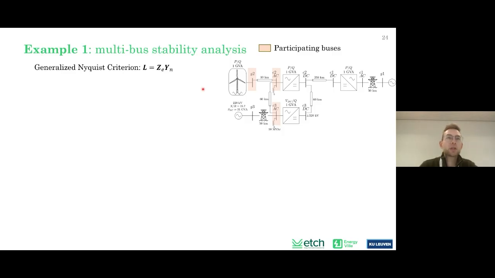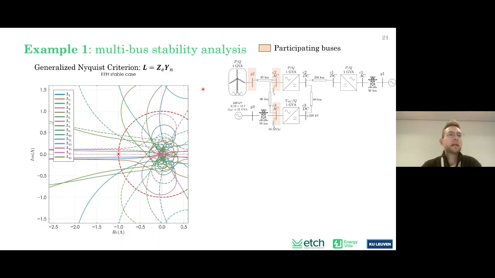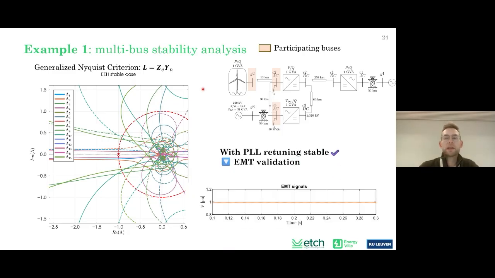And when we change the tuning of the wind farm and use PowerImpedance again, then we see that we don't have any encirclement of the -1 point anymore. And this means that the system is stable. And this is also validated by EMT. So when we perturb the system and we have retuned the wind farm, we see the system is stable. So again, we see PowerImpedance accurately predicting the stability in this case.